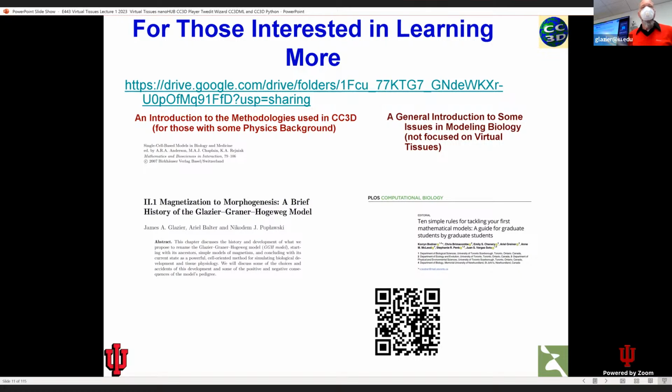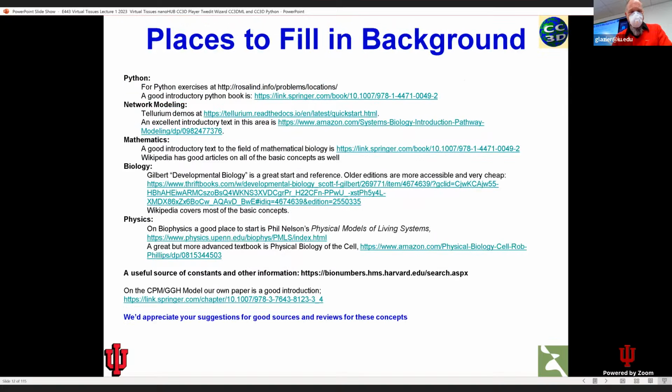If you've never done any mathematical modeling before, there's a nice paper from a year or two ago in PLOS Computational Biology by a group of Canadian graduate students called Ten Simple Rules for Tackling Your First Mathematical Model: A Guide for Graduate Students by Graduate Students. We should probably write something similar for CompuCell. The handout that I gave was an attempt to do that, but if somebody wanted to finish that paper, that wouldn't be a bad thing either. This paper can give you some guidance if you've never done biological modeling. So those are some resources that you could use.